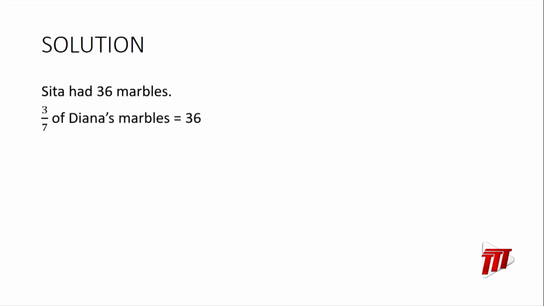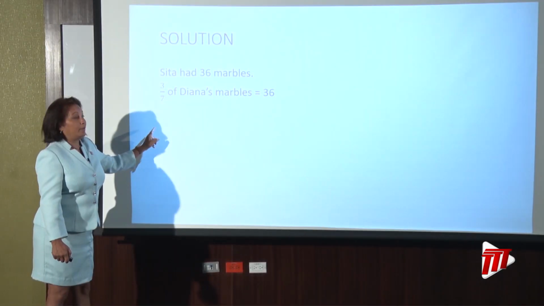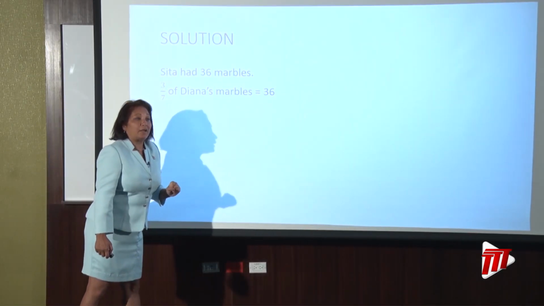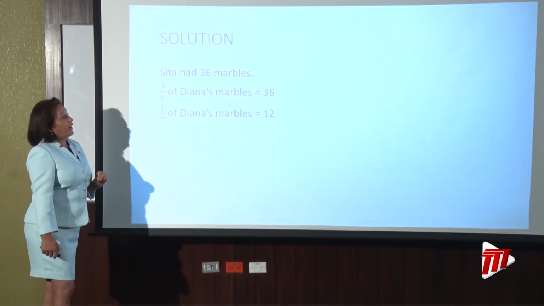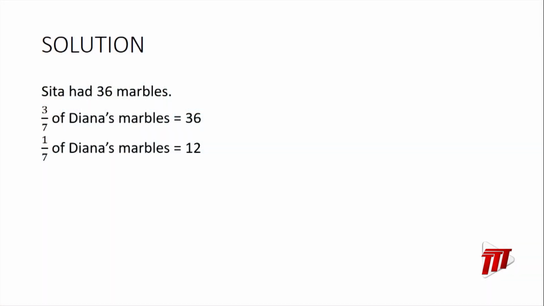The first method we use, we know that Sita has 36 marbles. We know that that 36 is really 3/7 of Diana's marbles. So if that represents 3/7 of Diana's marbles, could you tell me what is 1/7 of Diana's marbles? What do you think we will do? If I want to find 1/7, I would divide this by 3. If I divide this side by 3, I will have to divide the other side by 3 as well. So we find that 1/7 of Diana's marbles would be 12.